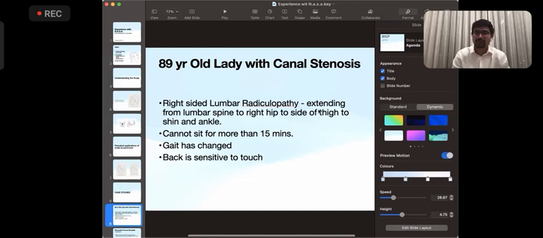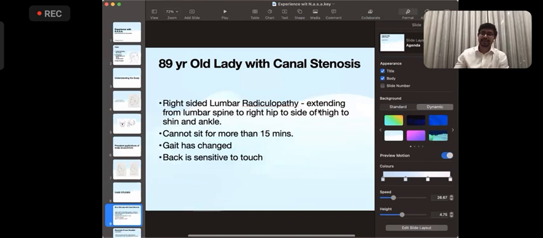The first case is of an 89-year-old lady who had canal stenosis, who still has it actually. I met her just a week back. Today is the 13th. I met her on the 5th or the 6th of January. I was called home and she said, I cannot get up from my bed for the last 3 months. I have to do everything on my bed. Even if I sit, I can sit maximum for 15 minutes and the pain is unbearable. I have to lie down.